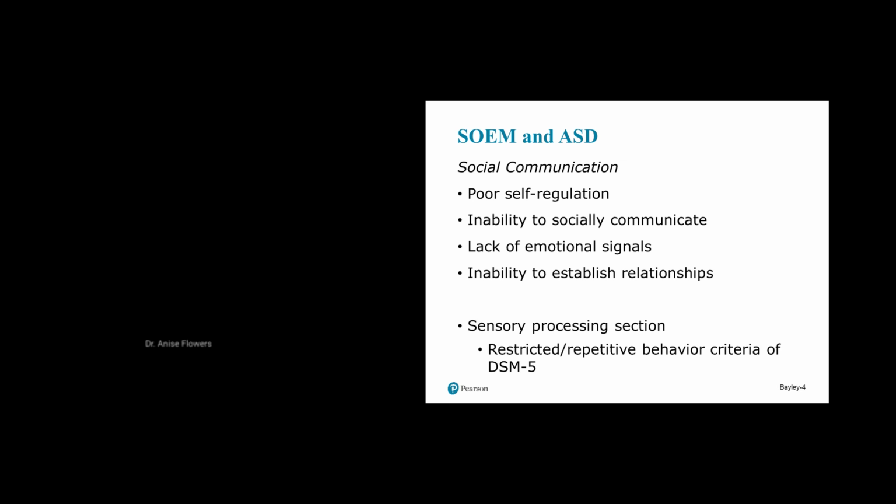So for ASD, we would look at, do they have poor self-regulation and inability to socially communicate, lack of emotional signals, or inability to establish relationships? And particularly, there is a sensory processing section on that questionnaire where you might be interested given the criteria around restricted repetitive behaviors.